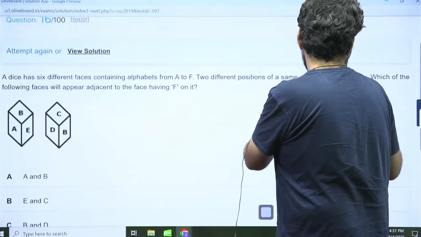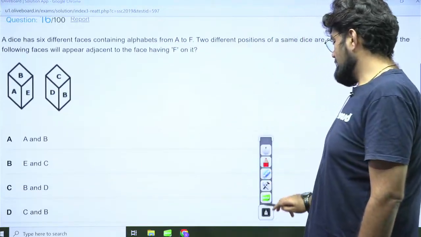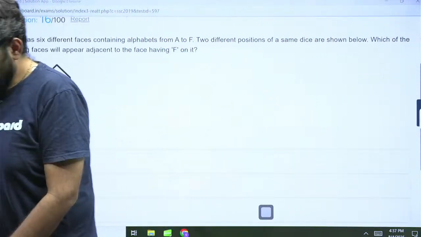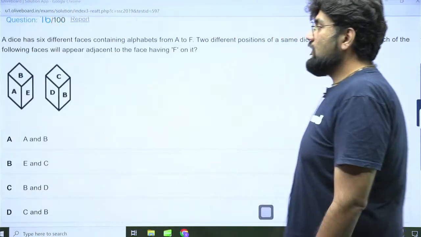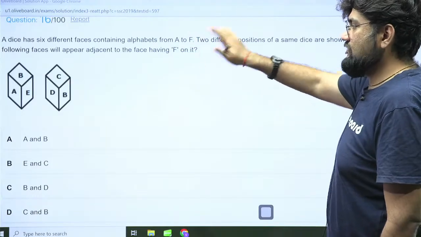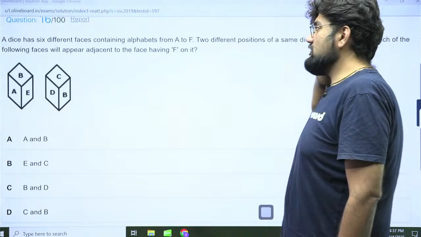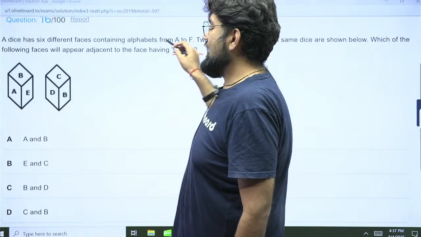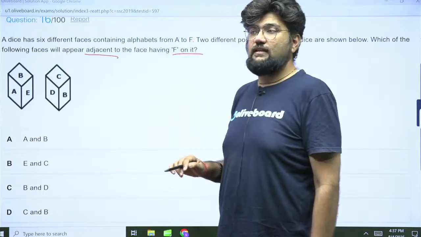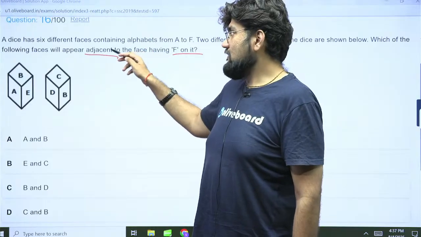Okay, read this question carefully, right? A lot of people in haste, they make mistakes. Only if they see the options will they realize what exactly is happening. See, the question says, okay, a dice has 6 faces from A to F. Fine, we can see one common face of B. Which of the following faces will appear adjacent to the face having F on it? If it has F, what will appear adjacent to those faces? A lot of people think that it is asking what will be opposite to F. They are asking you what is adjacent to F.